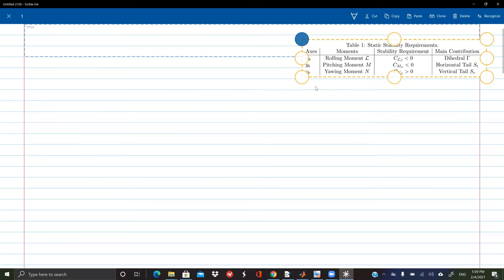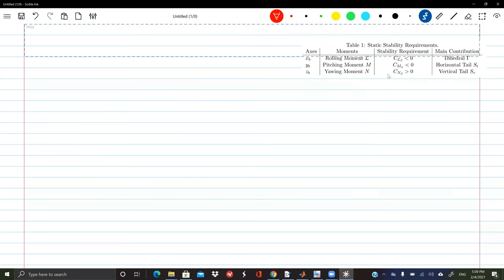Right, so these are our three axes. We have rolling, pitching, and yaw moments, and we have stability requirements about the three axes. And we have identified a major contributor to this stability. So here is the dihedral angle for roll stability. For CM alpha, negative pitch stability, it's the horizontal tail. For CN beta, yaw stability, directional stability, it's the vertical tail.